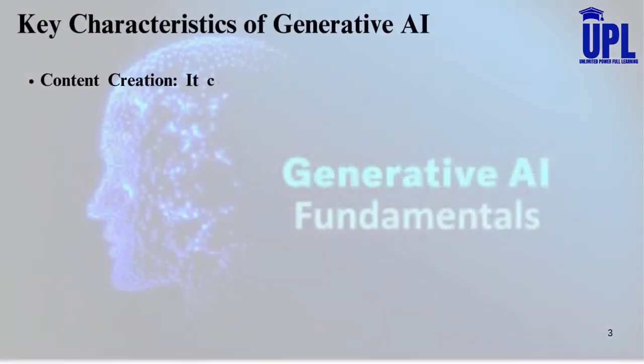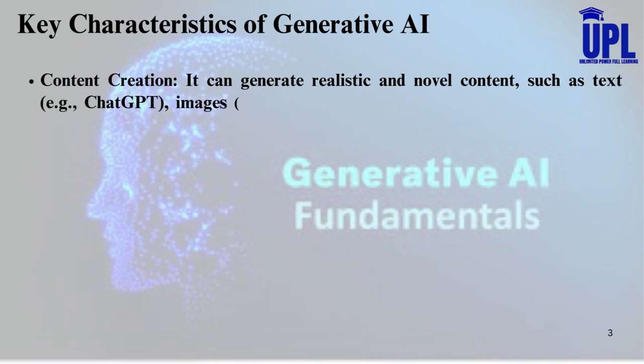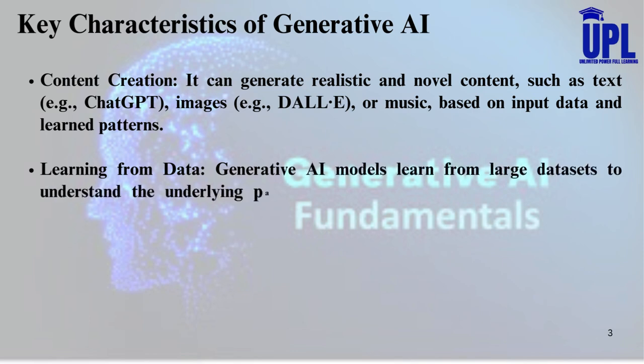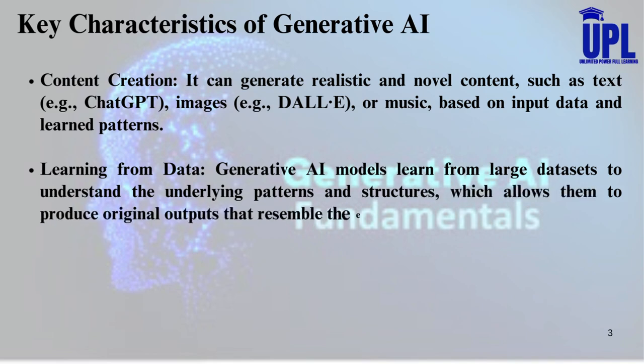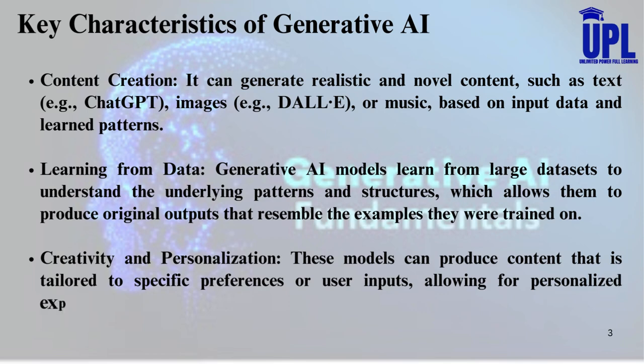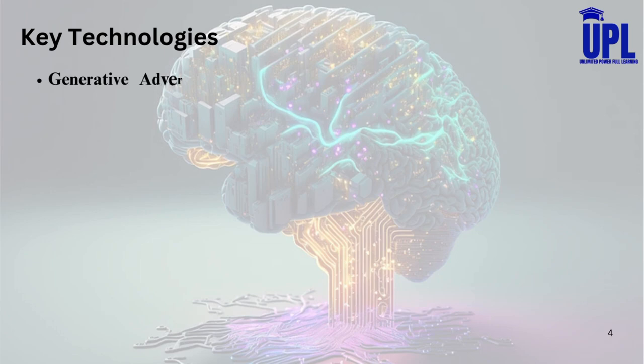Key characteristics of generative AI. Content creation: it can generate realistic and novel content, such as text, e.g., ChatGPT, images, e.g., DALL-E, or music, based on input data and learned patterns. Learning from data: generative AI models learn from large datasets to understand the underlying patterns and structures, which allows them to produce original outputs that resemble the examples they were trained on. Creativity and personalization: these models can produce content that is tailored to specific preferences or user inputs, allowing for personalized experiences or unique creations.